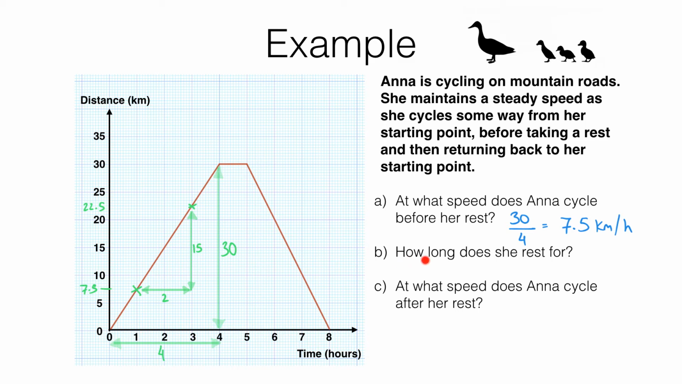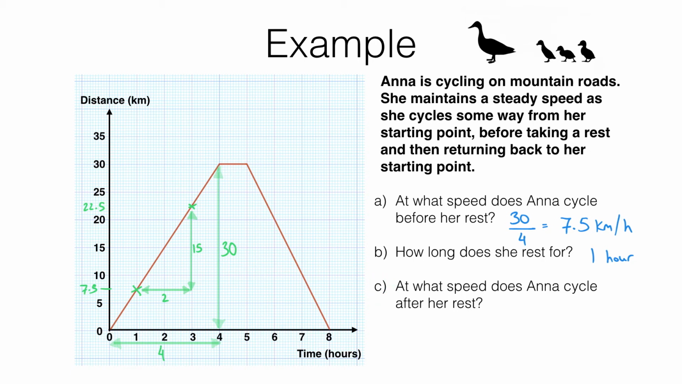Let's move on. How long does she rest for? Well, we already said that she was resting for this period here, between 4 and 5 hours after she started. So that's a total of 1 hour of rest. Let's just think about this as well in terms of gradient. What is the gradient of the line at this point? Well, it's 0. For every 1 step we go across here, we go 0 steps up or down. So the gradient is 0. And that indicates a speed of 0. And that makes sense. She's at rest. She's not moving.